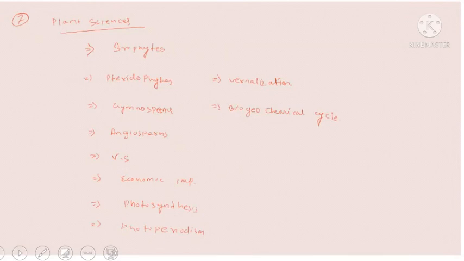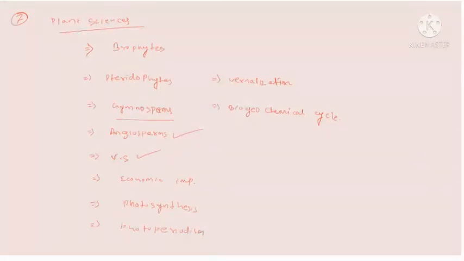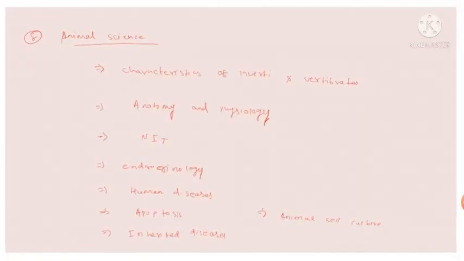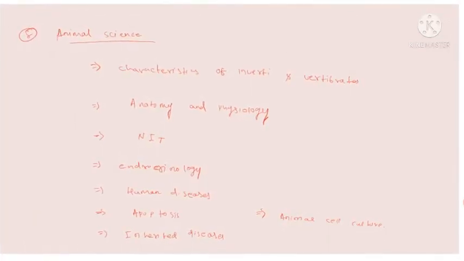Then plant sciences. Here, bryophytes, pteridophytes, gymnosperm, angiosperm, vascular system, economic importance of botany, photosynthesis, photoperiodism, vernalization, biogeochemical cycle. And the last part is from animal science.